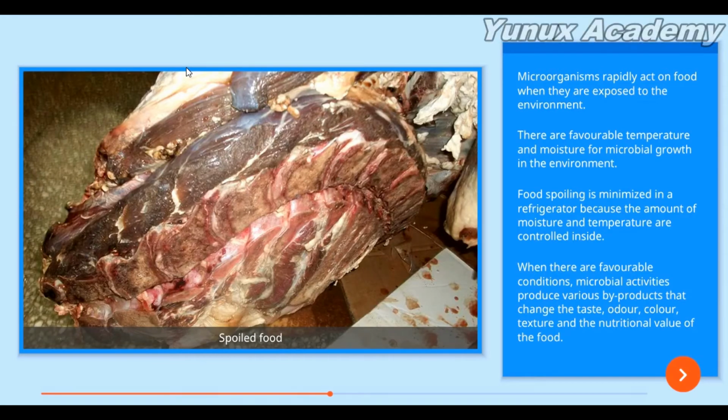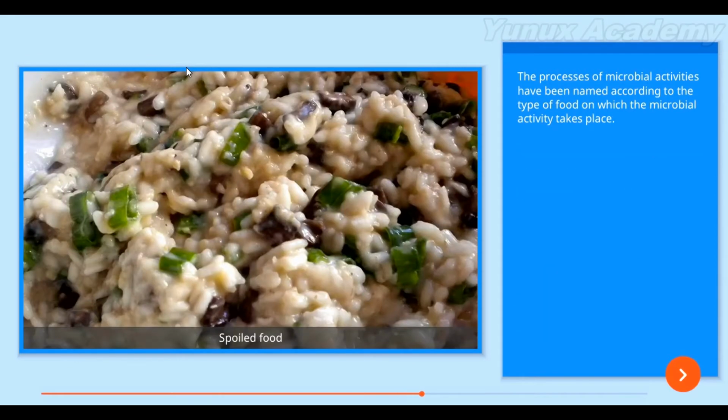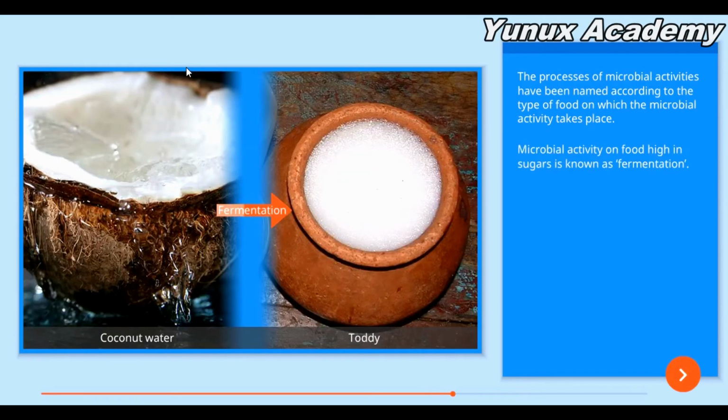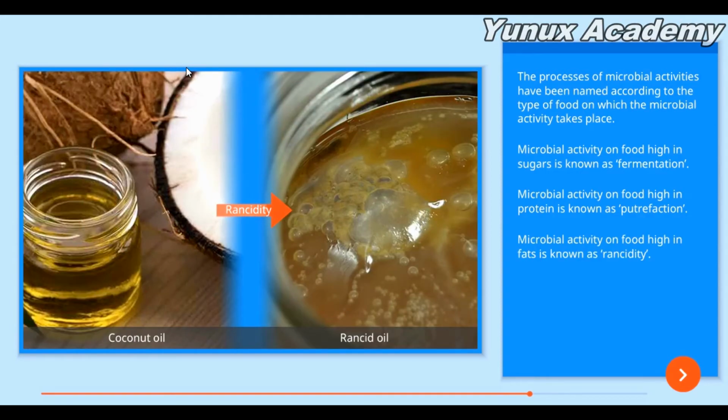When there are favorable moisture and temperature, the various byproducts produced by microbial activities change the taste, odor, color, texture, and the nutritional value of the food. Microbial processes have been named, depending on the type of food. Microbial activity on food high in sugars is known as fermentation. Microbial activity on food high in protein is known as putrefaction. Microbial activity on food high in fats is known as rancidity.